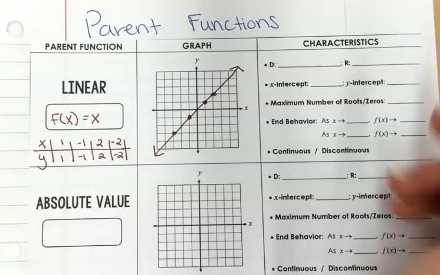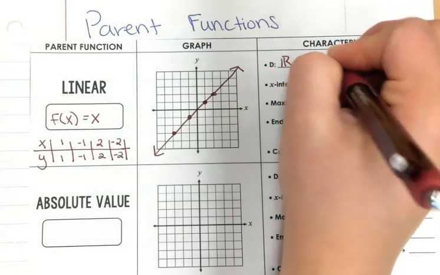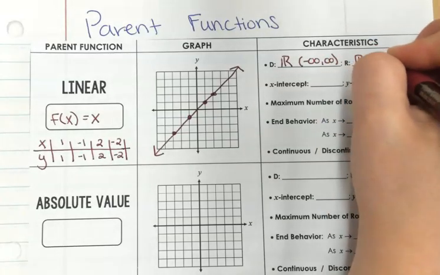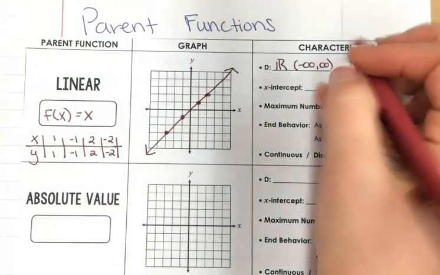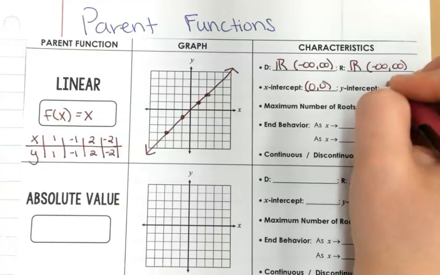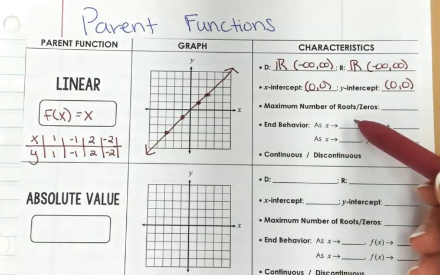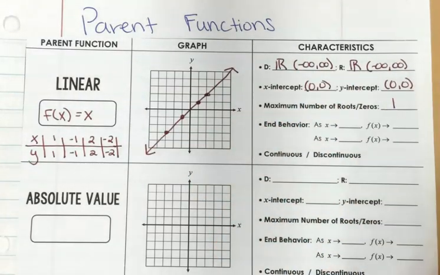So this graph we just drew has a domain of all real numbers. I'm going to put it in both notations. It also has a range of all real numbers. We cross through the origin, so that is going to be our x-intercept and our y-intercept. The maximum number of roots or zeros, that means how many times could it cross the x-axis? That is just 1 time.